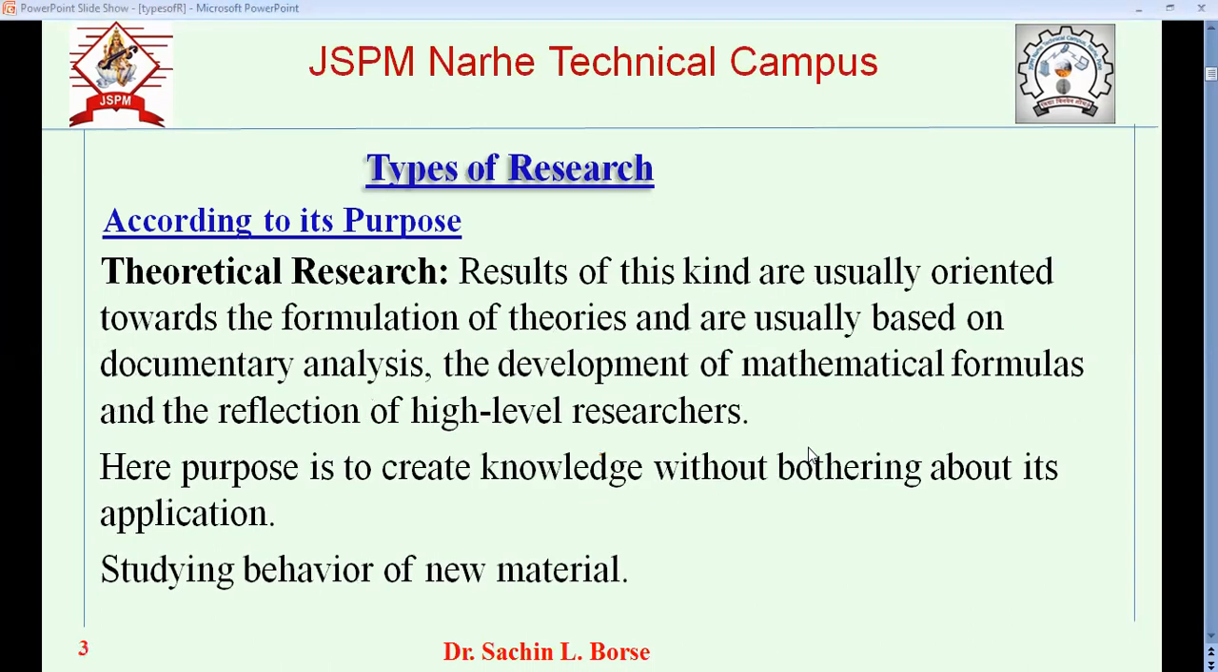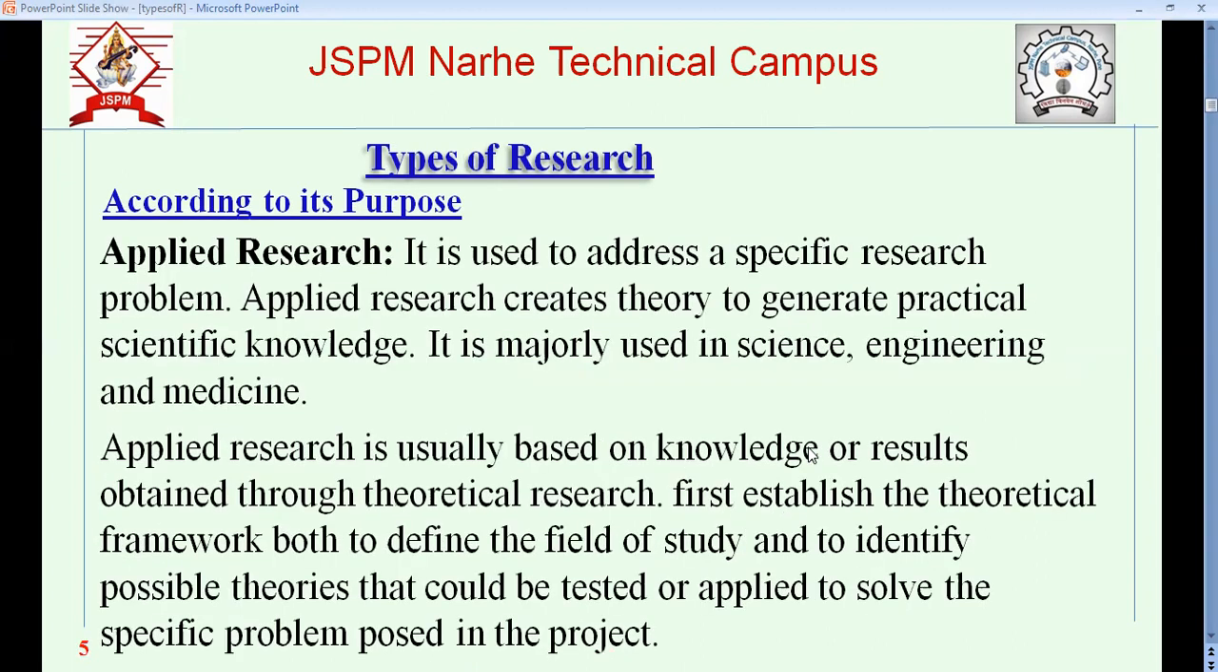In applied research, we are interested to search the knowledge which will be directly applicable. Like we study a newly invented material or its property. Once we know the property, we can decide the application. So industries are interested in applied research, but universities and research institutes are interested in what is called theoretical research.